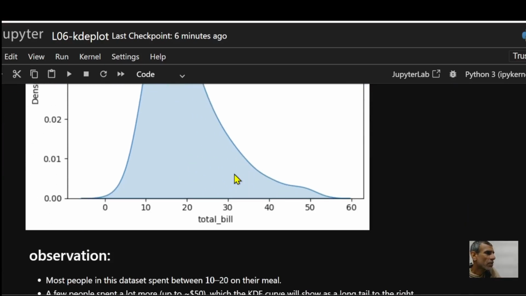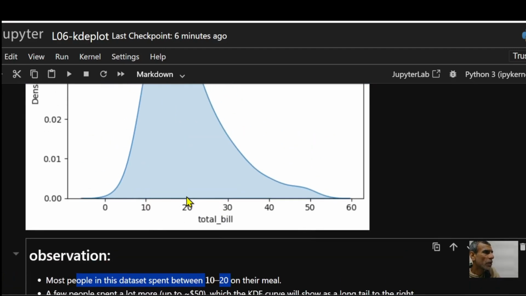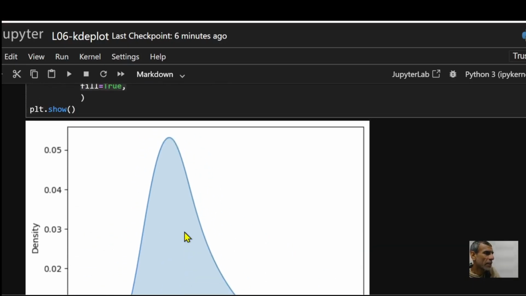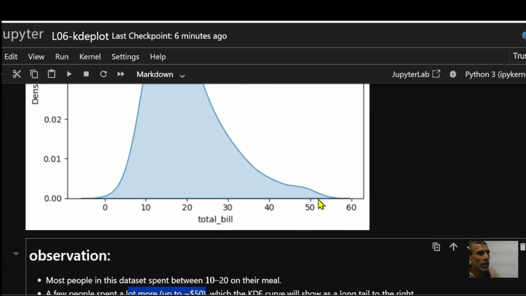And by looking at this curve, you can make some observations that most of the people in this dataset spend between 10 and 20 on their meal. You can see that between 10 to 20, that's where most of your data is lying. And then a few people spend more than 50 bucks. There were a few people, not a lot, but there were some.